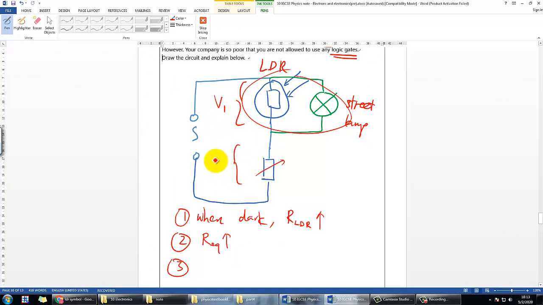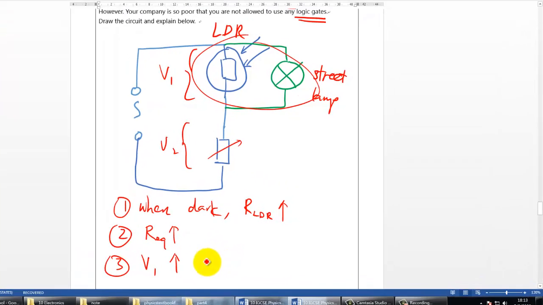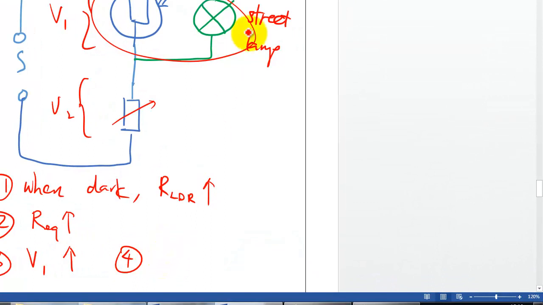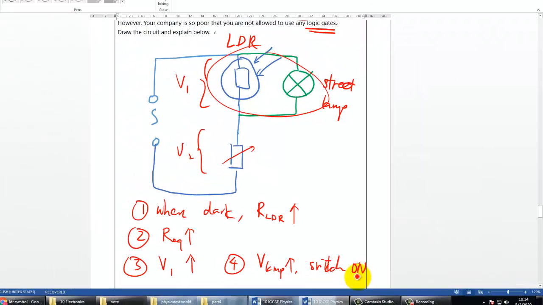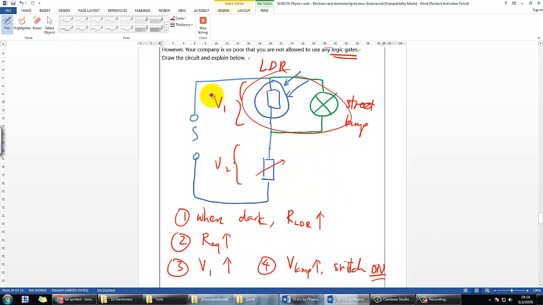That makes the voltage across this, let's say V1, and this is V2, V1 will actually increase because of the equivalent resistance increase, if you recall the potential divider relationship. So you will have more voltage across both the LDR and the street lamp. The voltage across the lamp will increase, and that means the lamp switches on. This is one possible way to switch on the street lamp when the sky is dark.